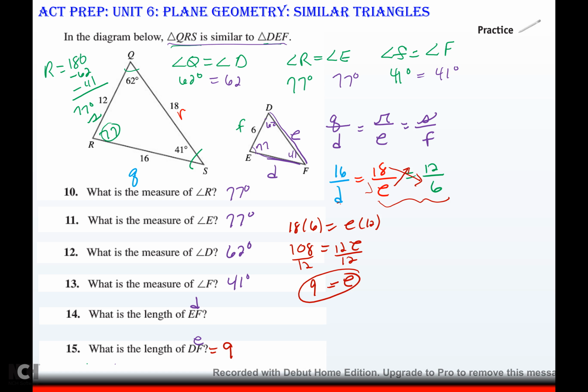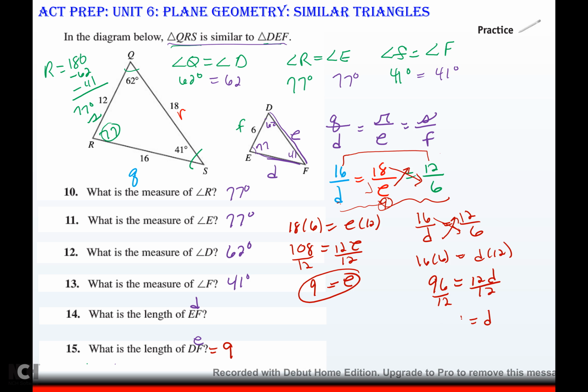Alright, and then they want to find D. Well, again, I could use these if I plugged 9 in, or I could use these two. And I'm going to use these two since it doesn't mean using an answer I got myself. So I'm going to solve 16 over D equals 12 over 6. So this way would give me 16 times 6 equals D times 12. 16 times 6 is 96 equals 12D. Divide by 12 and I get D equals 8. Okay?